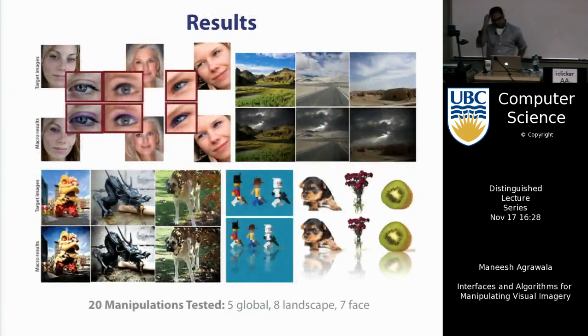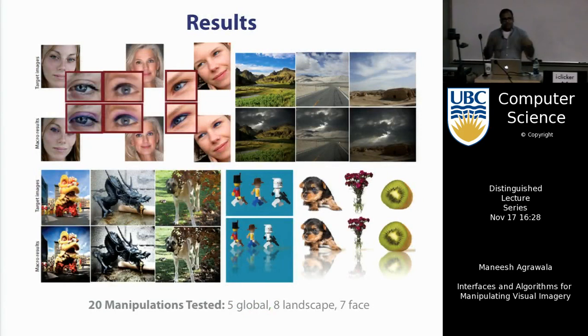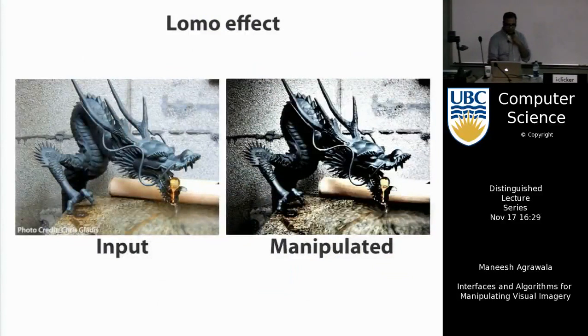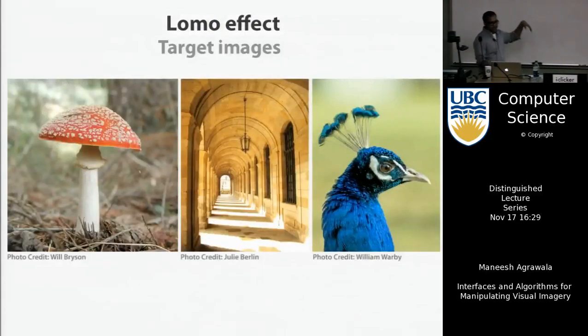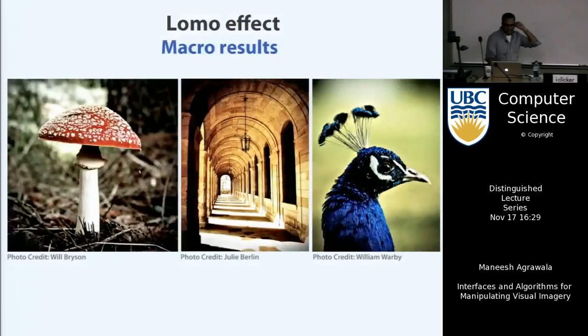I want to jump to results here. So this basic approach, we've tried it on about 20 different manipulations. And from all 3 categories, global, landscapes, and faces. And what I'll do here is just show you the results in all 3 categories. So here is global manipulations, and this is a Lomo effect, kind of increasing contrast. And so here are our results.